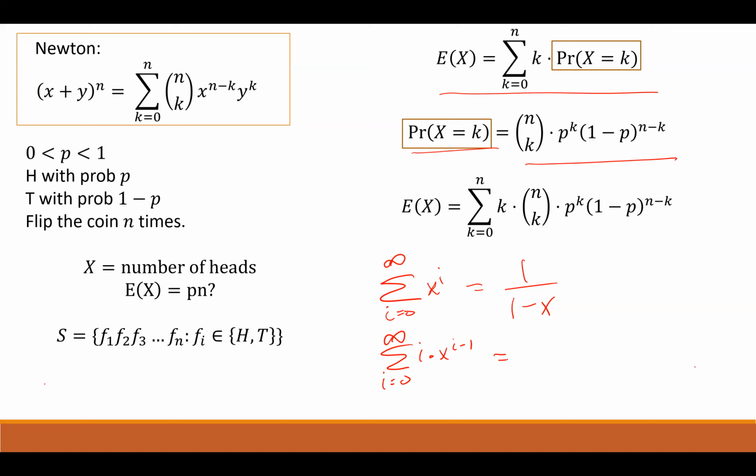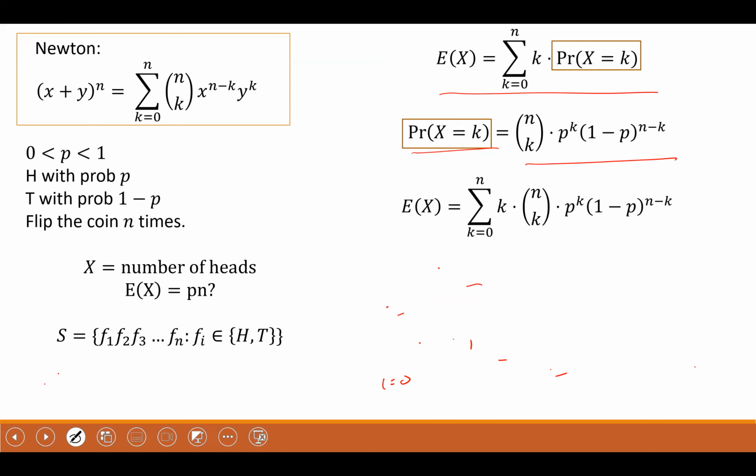To find a closed form for that, we took the derivative, right? And that worked out to this. So we're going to do the same thing for this. As it turns out, we can just use the same trick again. We can take the derivative of this expression. We just have to figure out the right thing to take the derivative with respect to.